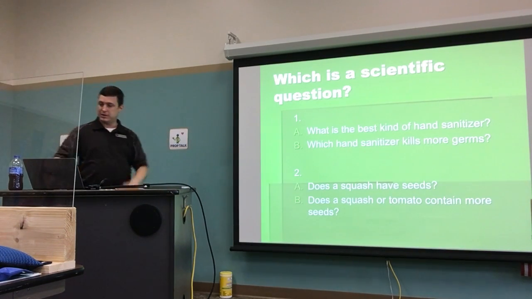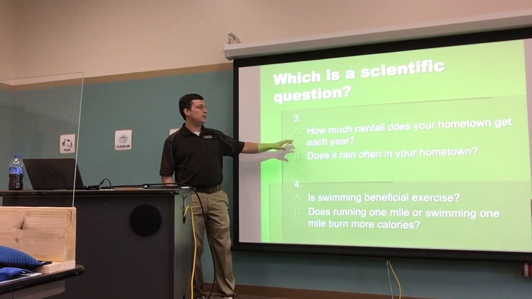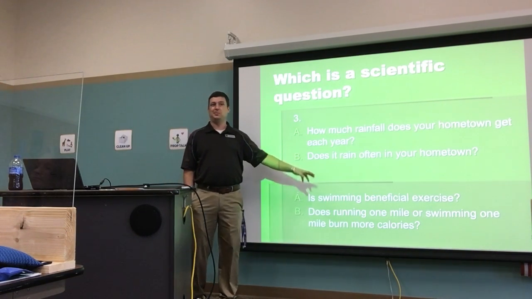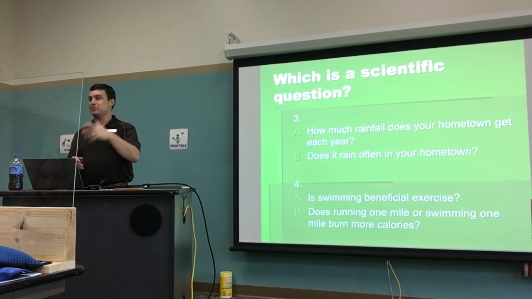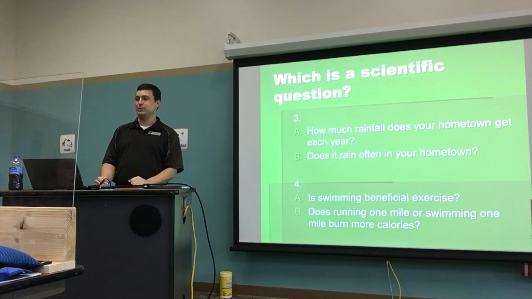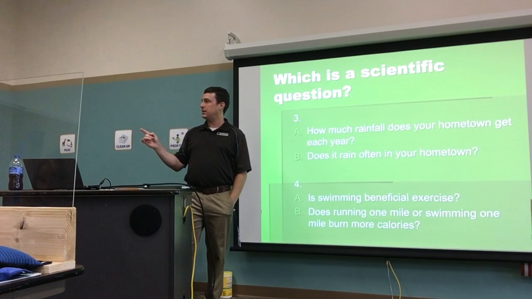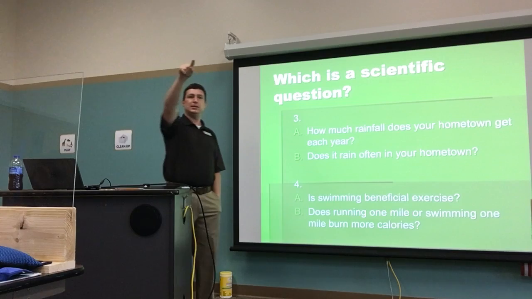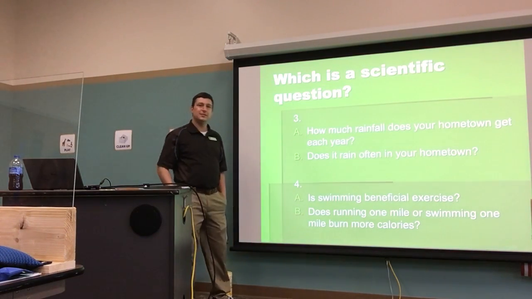All right, let's try another one. You're doing great. 3A, how much rainfall does your hometown get each year? Or 3B, does it rain often in your hometown? You should use the randomizer. I could. Unfortunately, the randomizer is on my phone, so I can't use it right now. Let's see here. I picked a girl last time. I'll pick a guy this time, okay? So, gentlemen. How about right here? Yes. A. You think A? Why did you pick A?